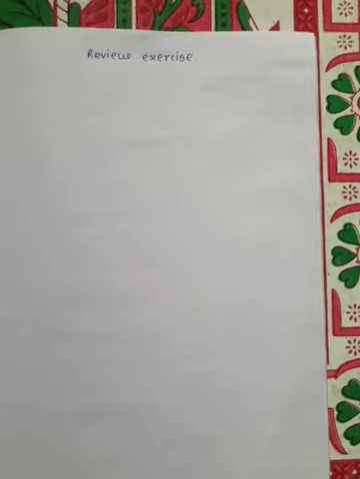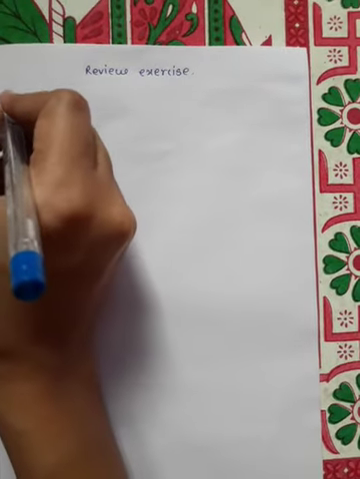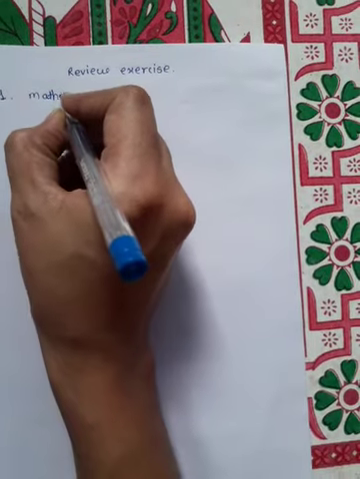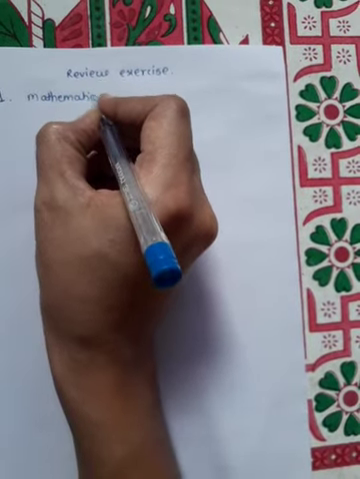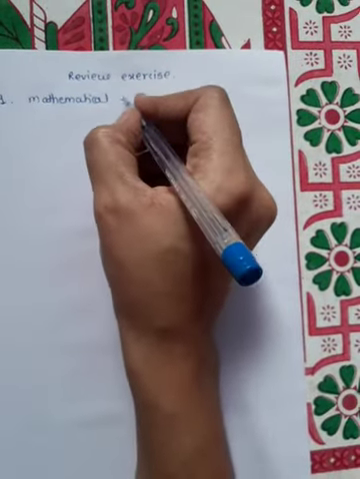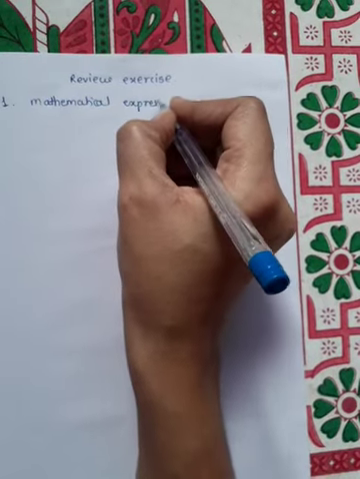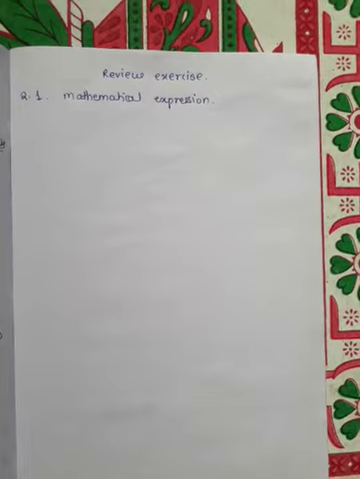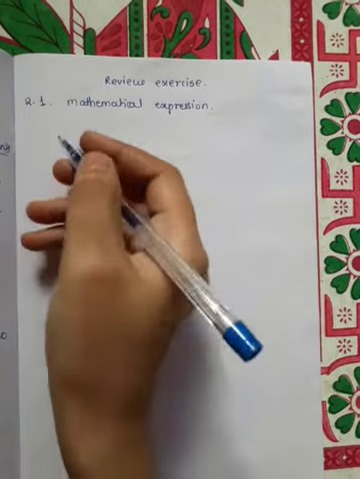In today's lecture we will discuss the review examples in the review exercise. In review exercise, question number 1 is: write a mathematical expression for each of the following using brackets.